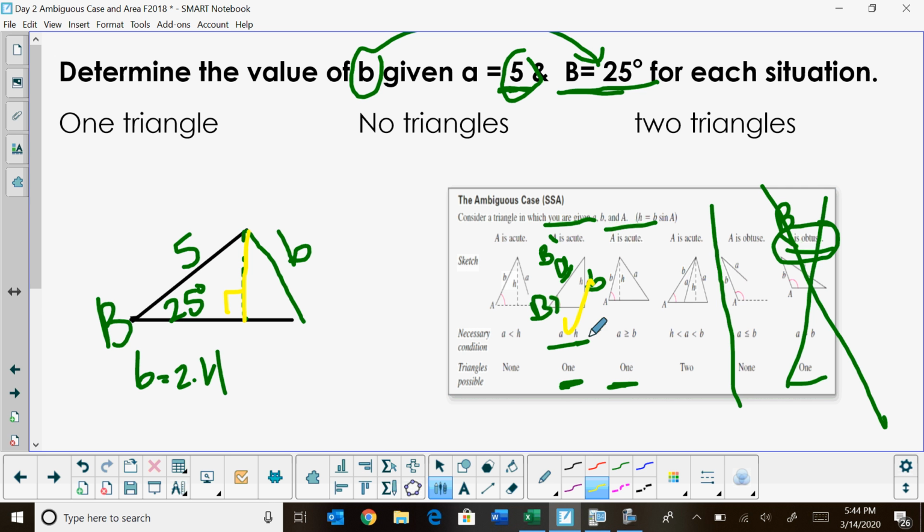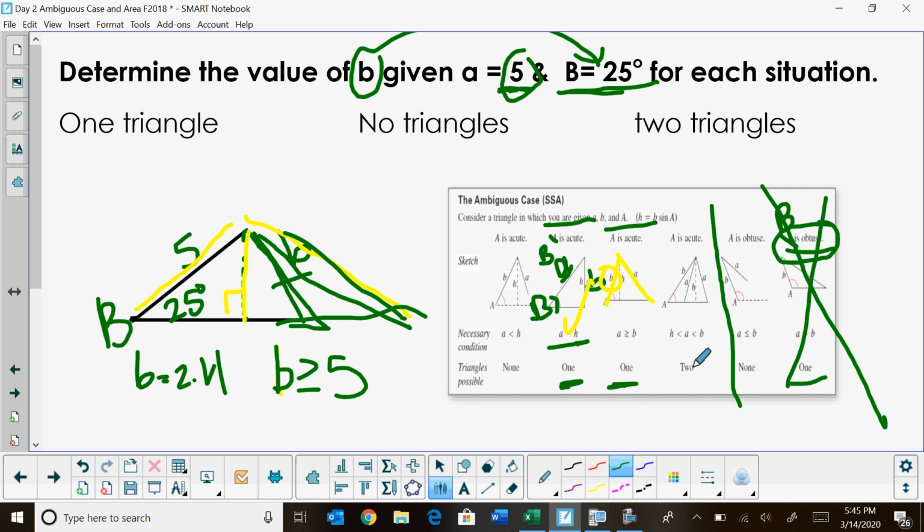So B would be exactly equal to that height, and we create a right triangle. That's this scenario. Now let's look at the second one, where the opposite side has to be greater than the given adjacent side. Since our given adjacent side is 5, if B is anything bigger than 5, then it can't swing. So B could be greater than or equal to 5. If it's equal to 5, it'll actually create an isosceles triangle. But if it's anything greater than 5, then it will stay one triangle. So that's this scenario right here. So what are the answers? For one triangle, B would have to be equal to 2.11 or it has to be greater than 5. Those are the two possibilities.